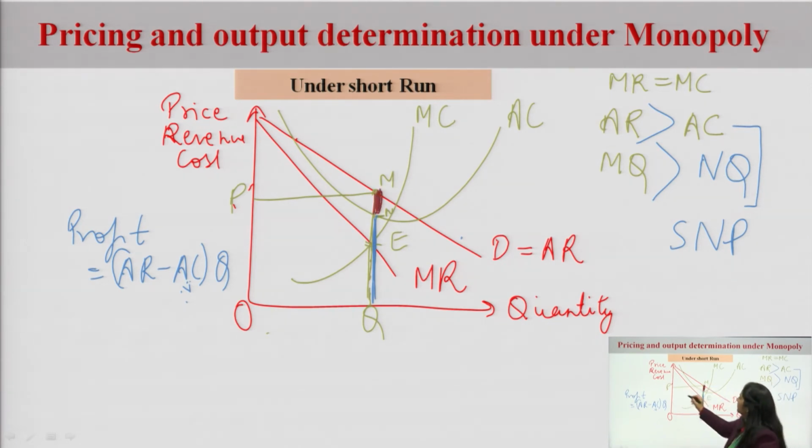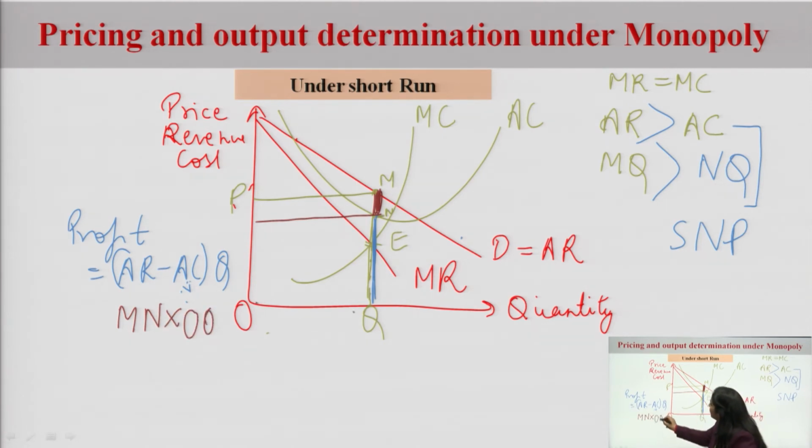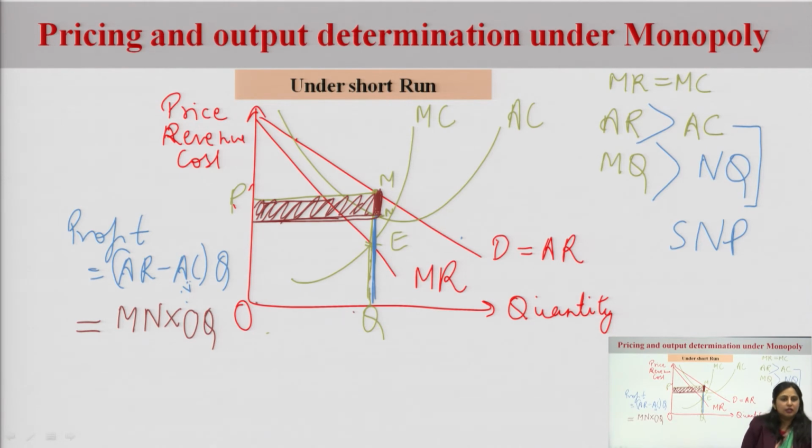So, what is the total profit? Total profit is equal to AR minus AC, which is MN, multiplied by the quantity sold, OQ. MN into OQ means length into breadth. It means the area of this rectangle would be the profit area for the seller. So, this much is the profit for the seller under the short run when he is having supernormal profit.